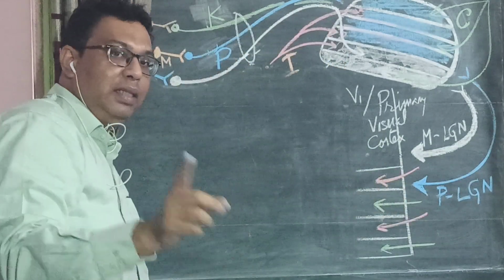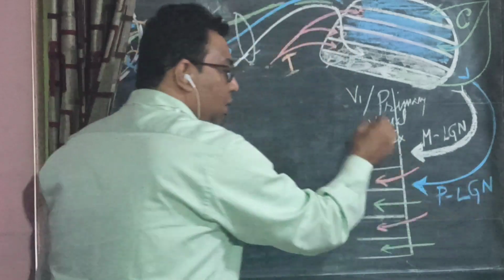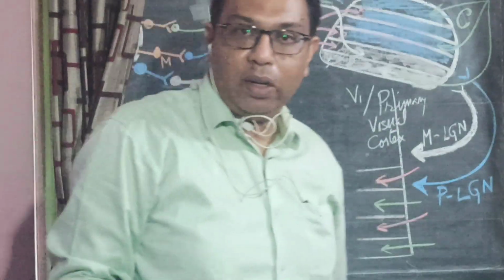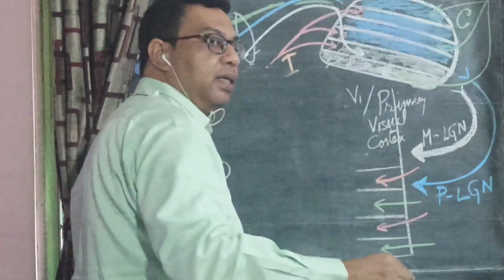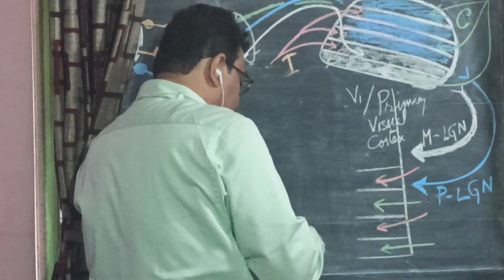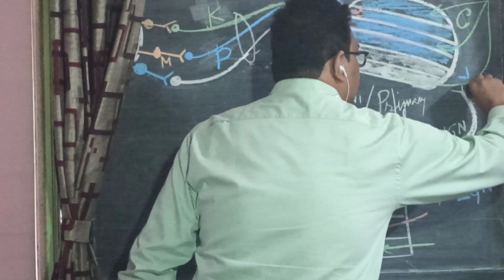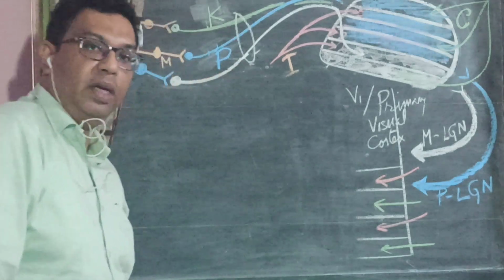geniculocalcarine fiber or the geniculostriatal fiber, which is from the lateral geniculate body to the striate cortex or to the area around the calcarine fissure or to Brodmann area 17 or to the primary visual cortex. Same thing. So they are also carrying the sensation as if a labeled line is continuing.